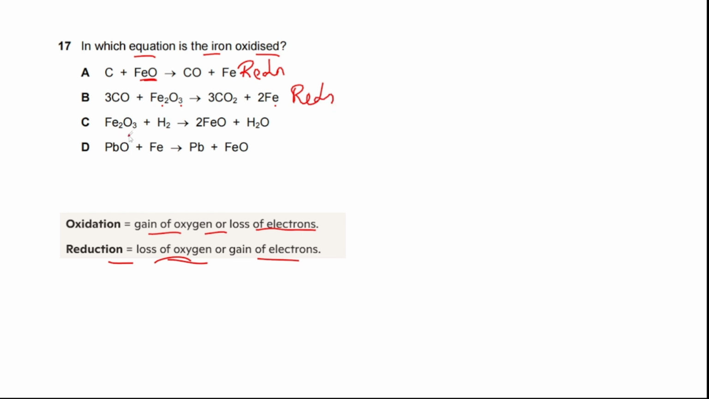Then for option C, Fe2O3 has 3 oxygens. Now it has just 1 oxygen, so it again has lost oxygen. But for the last option D, it's Fe before, and after the reaction it has gained oxygen. It means that oxidation happens here. So option D is the correct option.